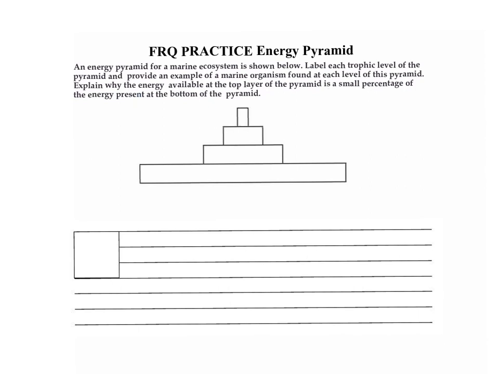Label each trophic level of the pyramid and provide an example of a marine organism found at each level of this pyramid. Explain why the energy available at the top of the pyramid is a small percentage of the energy present at the bottom of the pyramid. So this FRQ is looking at how energy, or free energy, flows in an ecosystem.